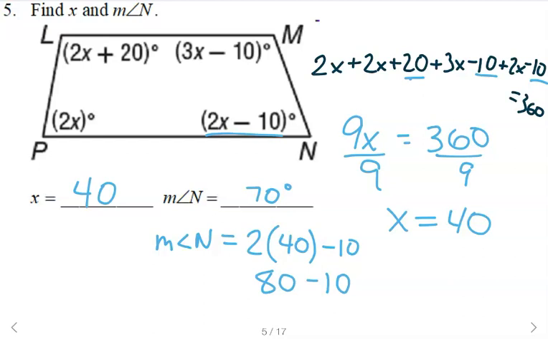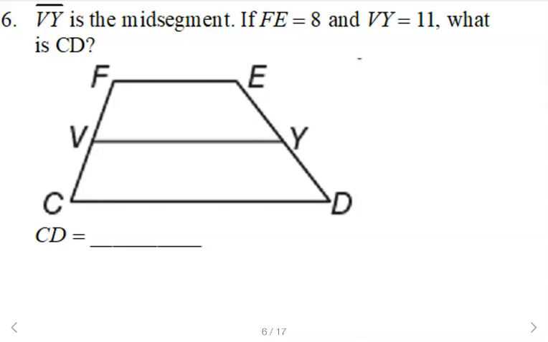Forgot to mention this earlier. If you don't have a paper copy of this, just pause the problem, work it out, and then watch the solution and check it. Alright, so let's list the values they give us. FE is 8, VY is 11, and we don't know CD. So I'll just call CD x for convenience.